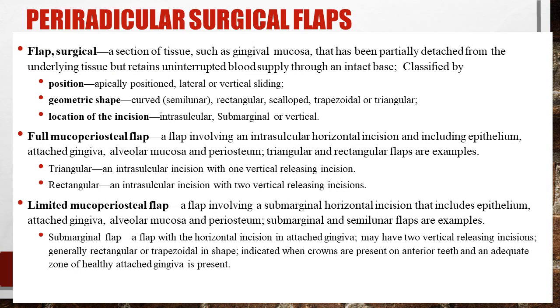Now coming to your flaps. So in the conventional surgical methods, unlike the Apexum, you're going to have to give your periradicular flaps. So you need to know what is a flap, and the different kinds of flap surgeries which can be considered. A flap is a section of tissue such as your gingival mucosa, which will be partially detached from the underlying tissue but retains the blood supply through an intact base.